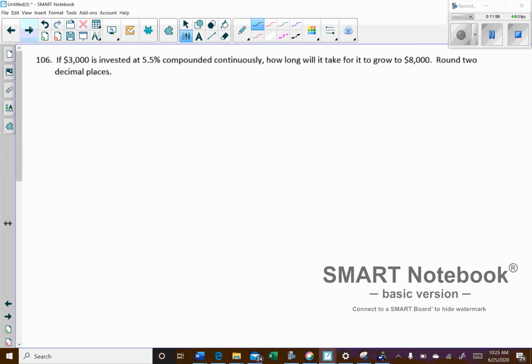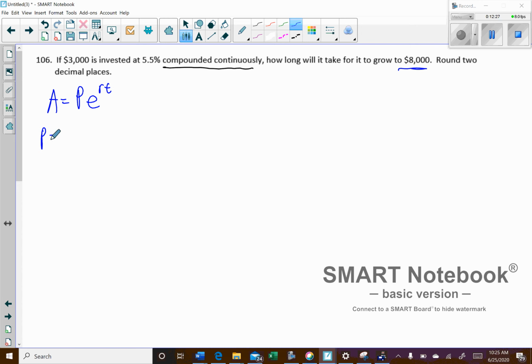Okay, here's another one. This one, very similar. It actually might even be a little bit easier for us. It says if $3,000 is invested at 5.5% compounded continuously, that's what's going to make our life a little bit easier on this problem. How long will it take to grow to $8,000? Round to 2 decimal places. So this time we're using the formula PERT, P times e raised to R times T. And so this one actually will be a little bit easier to work with.